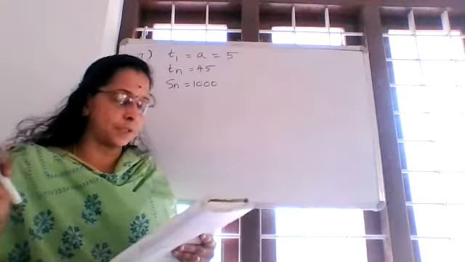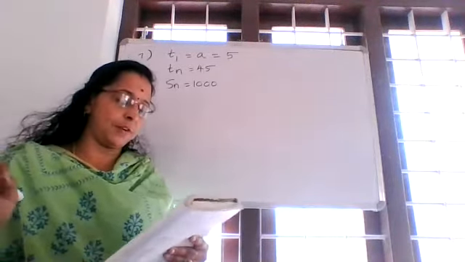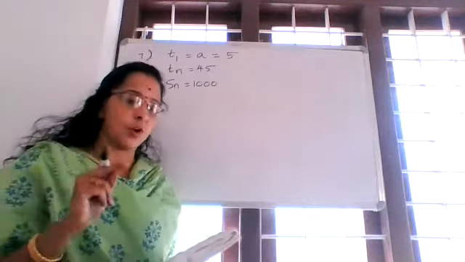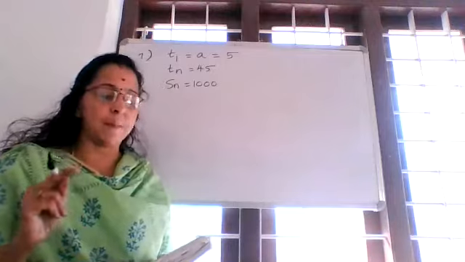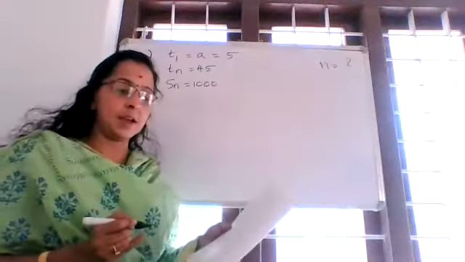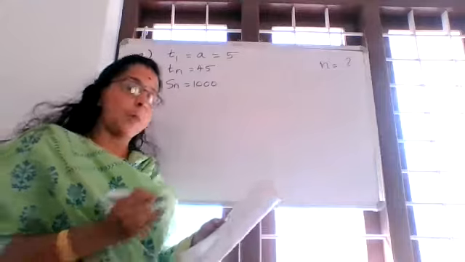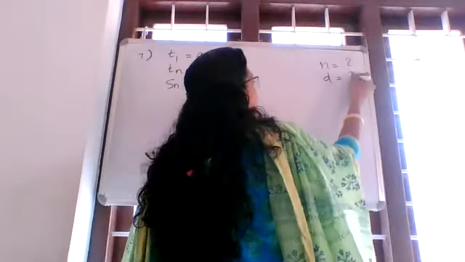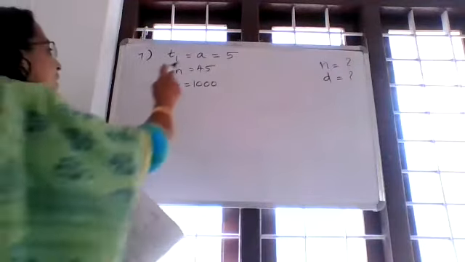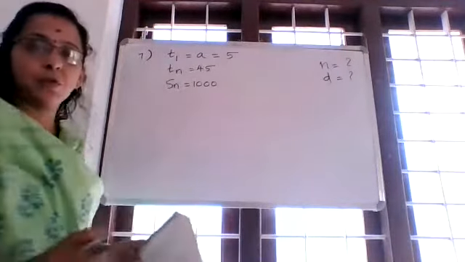Find the number of terms and the common difference of the AP. So what do we want to find out? The number of terms, n, is equal to question mark. And the common difference, d, is equal to question mark. How can we find it? T1 is 5, Tn is 45, Sn is equal to 1000.